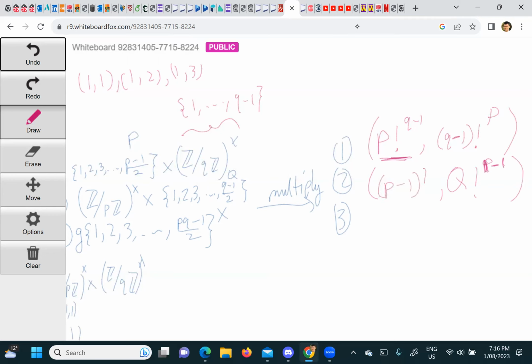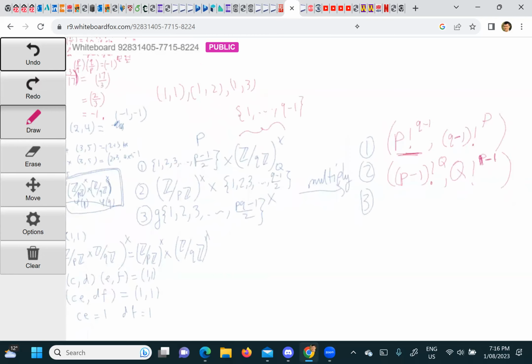Okay. So you might also notice that q minus 1 factorial mod q is minus 1 by Wilson's theorem, but we don't need that. I think it should just cancel. This is to the power of q. Does that make sense?